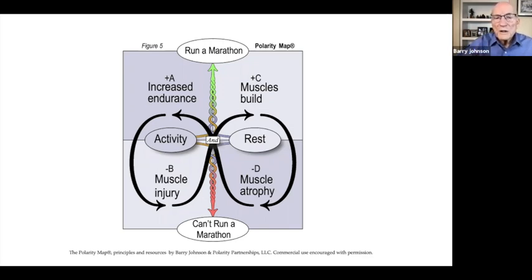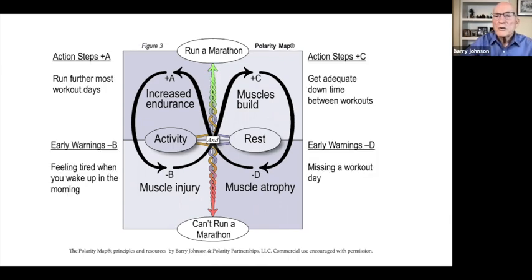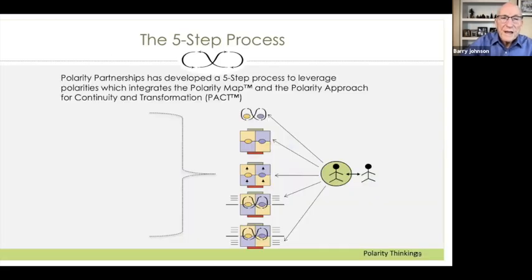So this is how all polarities work. First, you get the downside. If you overfocus on one pole to the neglect of the other, first you get the downside of one, then the other. The objective is to maximize both upsides by minimizing the downsides. That will help you run a marathon, and you do it by your action steps and early warnings. So that's the essence of how polarities look and work and how you leverage them.